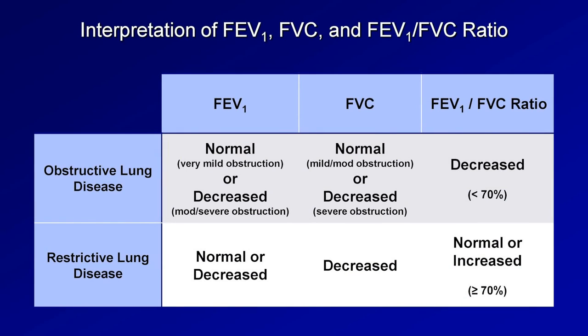Here's a chart of how the FEV1, FVC, and FEV1 to FVC ratio can help to classify lung diseases into the classic, though simplistic, dichotomy of obstruction versus restriction. The hallmark of obstructive lung disease is that the FEV1 to FVC ratio is reduced below 70%. The hallmark of restrictive lung disease is that this ratio is either normal or increased, with a decrease in the FVC.